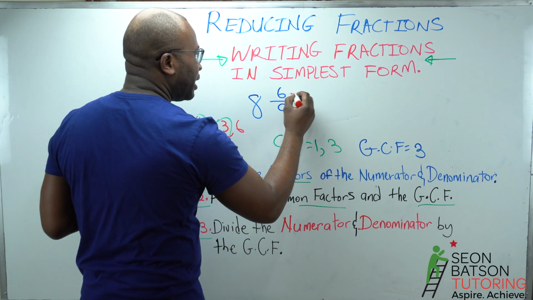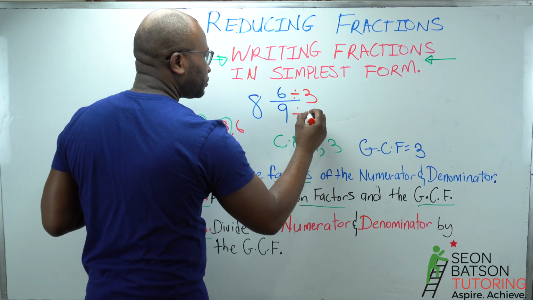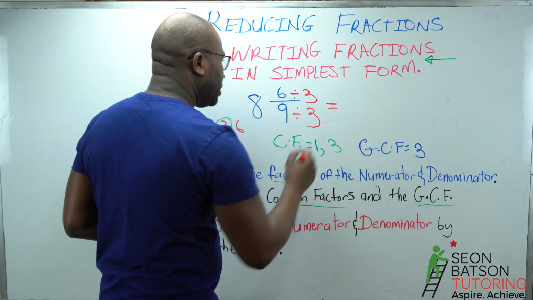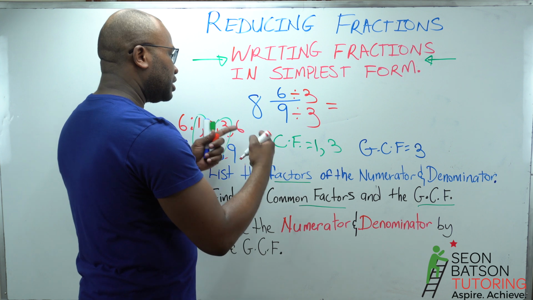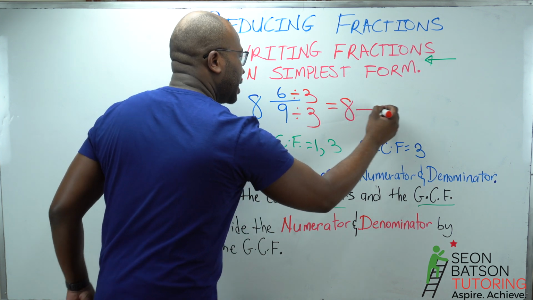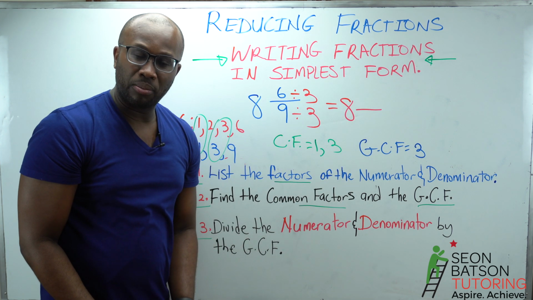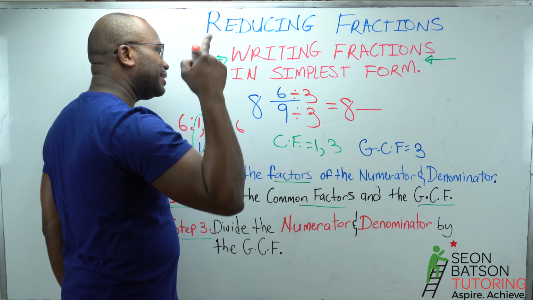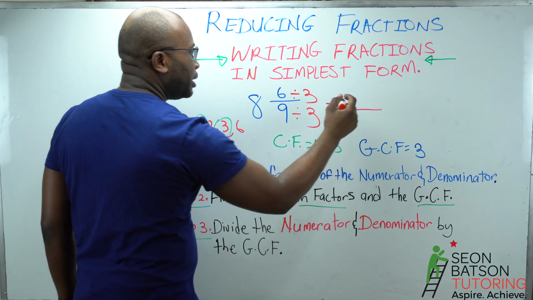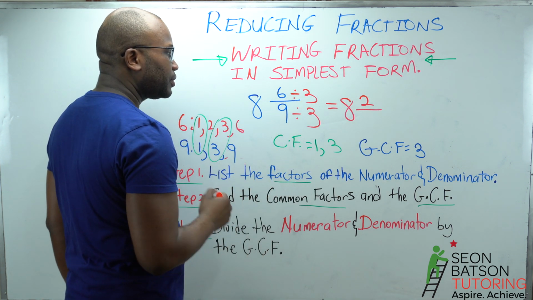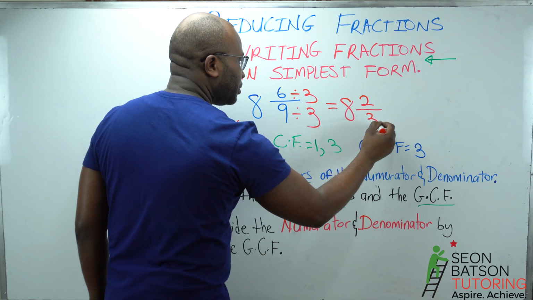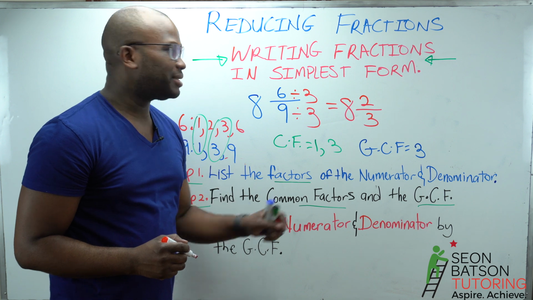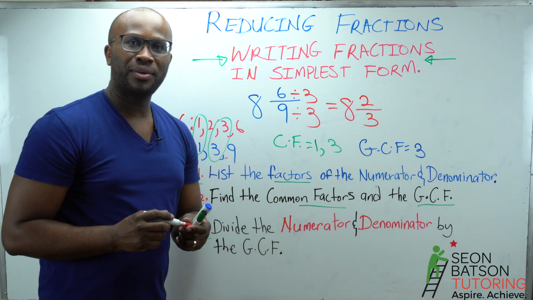We're not done. We have to divide the numerator and the denominator by the GCF. Again, important, when we have a mixed number or a mixed fraction, the whole number stays the same. We do not divide the whole number by the greatest common factor. We only divide the numerator and the denominator. 6 divided by 3 is 2, and 9 divided by 3 is 3. So 8 and 6 over 9 in simplest form is 8 and 2 over 3.